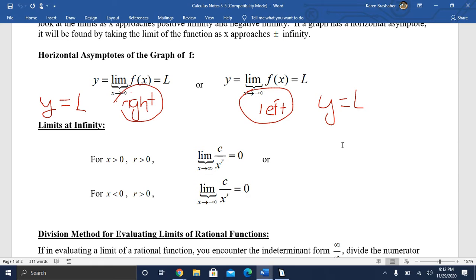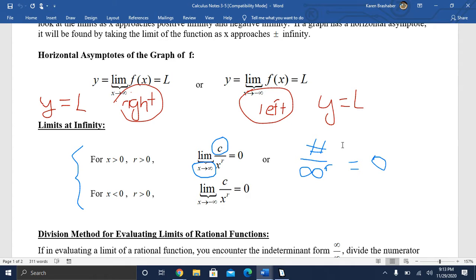And then we're going to look at a couple of definitions about limits at infinity. So if you have a constant and that constant is divided by a base to a power, and that base approaches infinity, so basically you have a number over infinity, even if it's infinity to a power, then according to this definition, that limit is equal to 0.